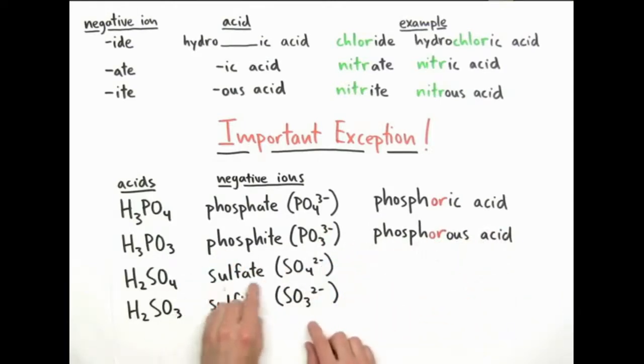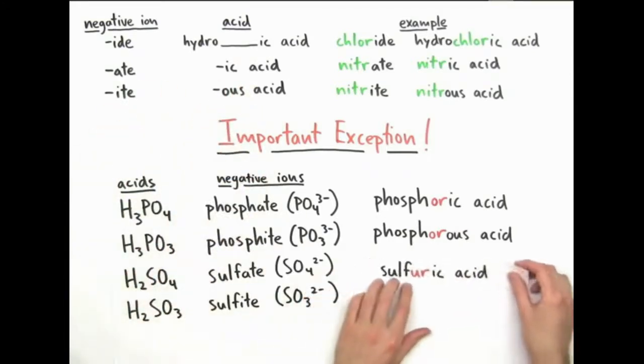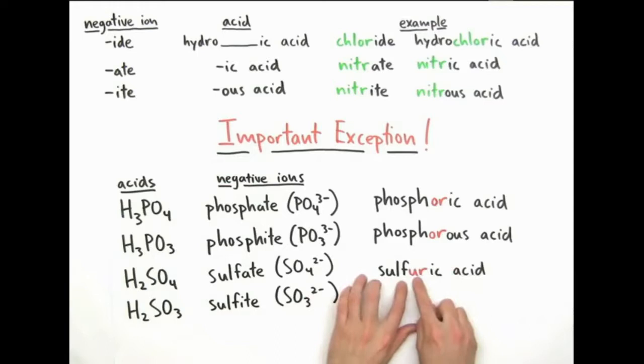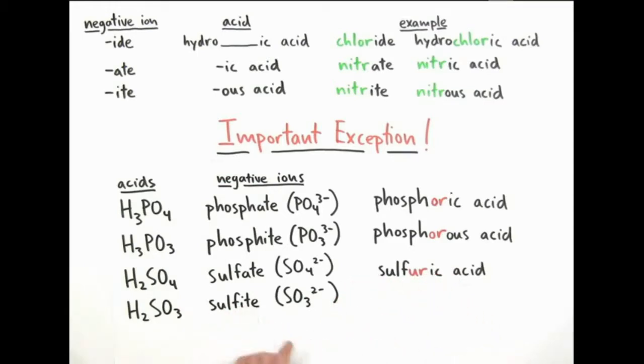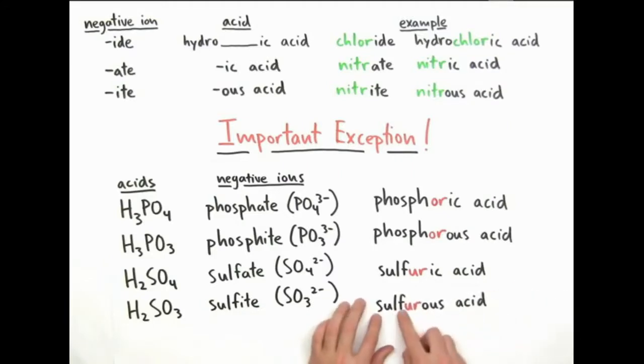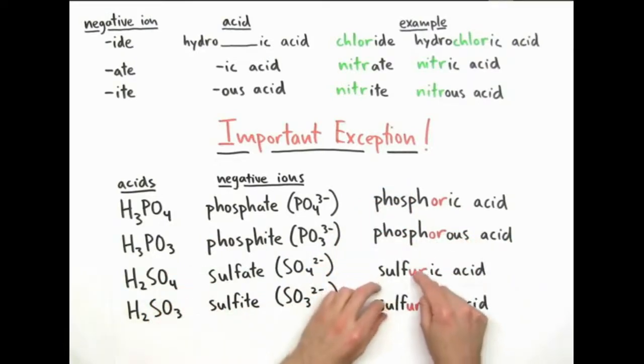Now for sulfate down here, it's not sulfic acid, but we also add a little something here. It's sulfuric acid. We add the UR. And for this, which is sulfite, we call this sulfurous acid. So for phosphate, phosphite, we add OR. For sulfate, sulfite, we add the UR.